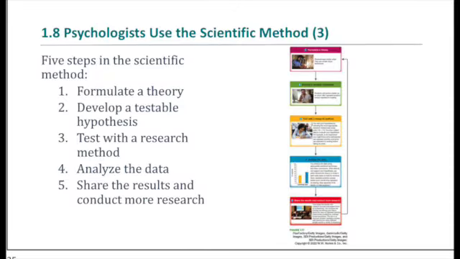Okay, so here are the five steps in the scientific method. Step number one is to formulate the theory. Step number two is to develop a testable hypothesis. Step three is to test with a research method. Step four is to analyze the data. Step five is to share the results and conduct more research.